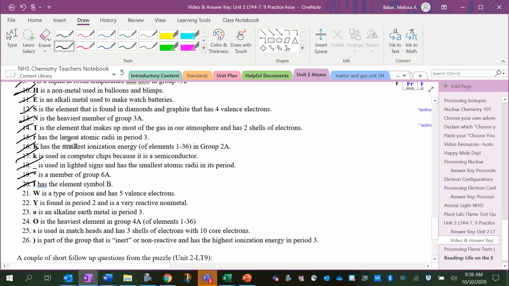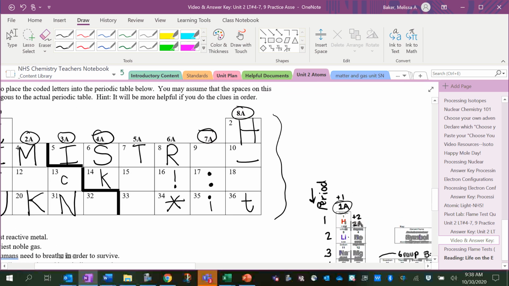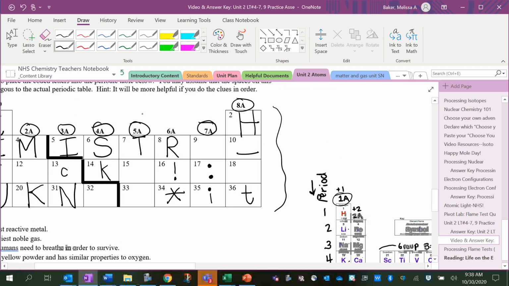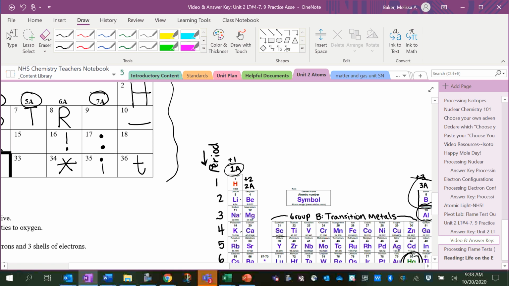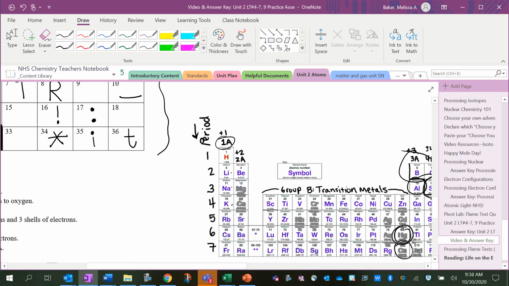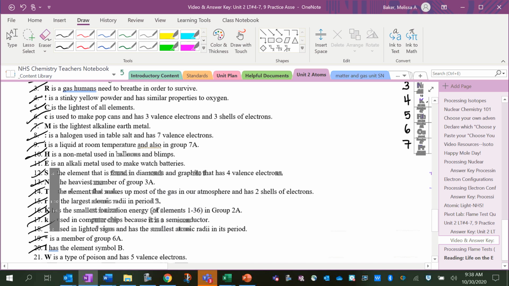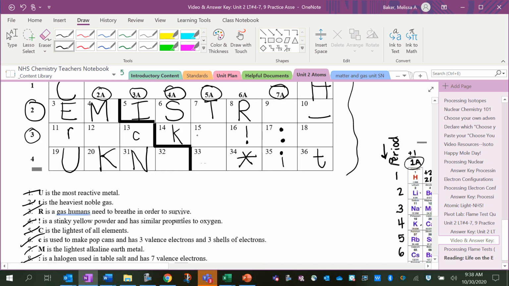Capital W is a type of poison that has 5 valence electrons. So it could be either number 15, phosphorus, or number 33. Ooh, we talked about arsenic being poisonous. So that is going to be a W.